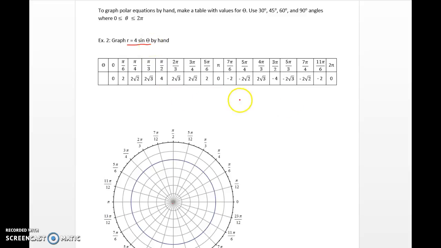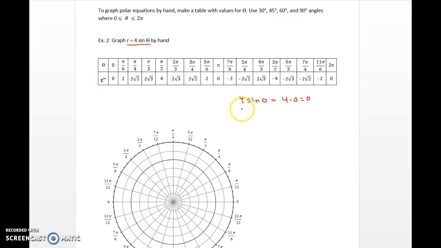So we would start with 0. So I would say 4 sine of 0. Well, sine of 0 is 0, and then 4 times 0 equals 0, which is how I got my r value.